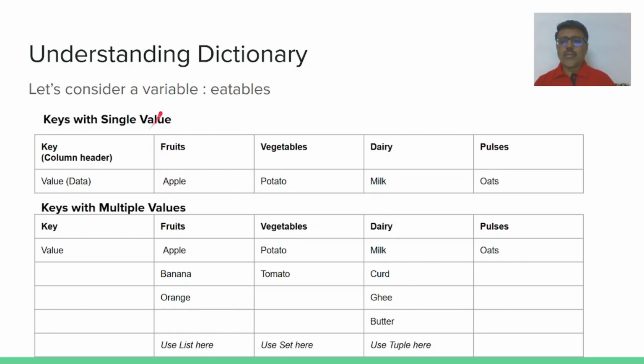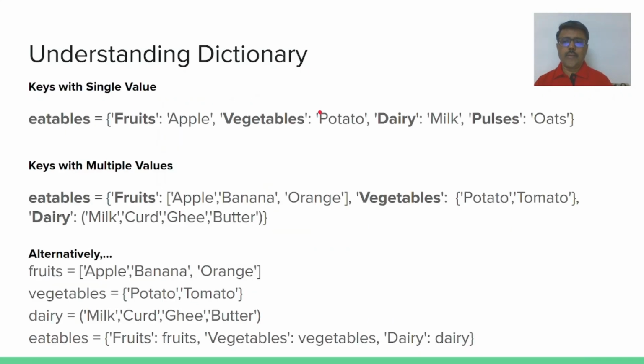Of course, this is one of the data types, like list, tuple, set; dictionary is also one of the data types. That means you are creating a variable called eatables, and that eatables variable holds the key value pairs. We'll see with an example, and you'll understand it now. Whatever we saw in the previous slide, you can see now. Eatables is the variable I'm creating here. You see I'm creating a key called fruits with apple. Similarly, vegetable, potato, dairy, milk, pulses, oats. So you are assigning a single value to each key.